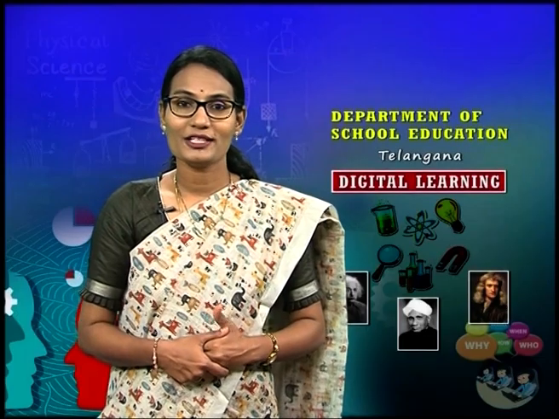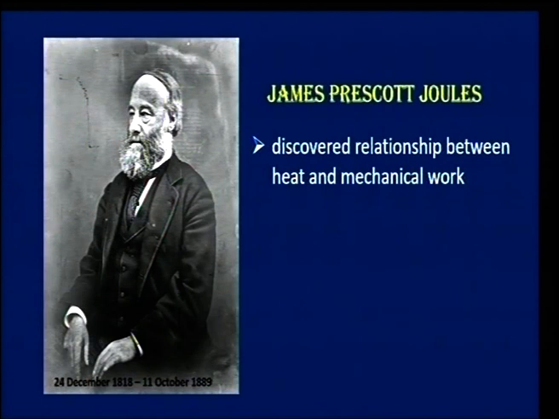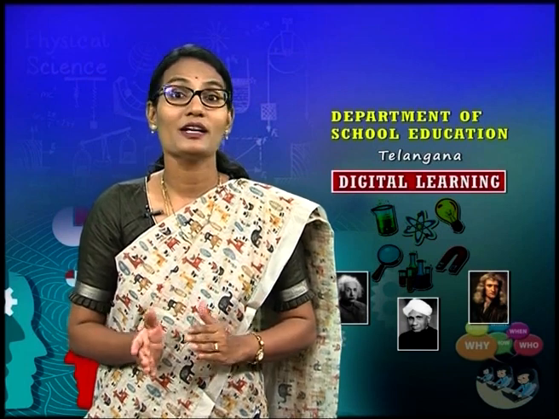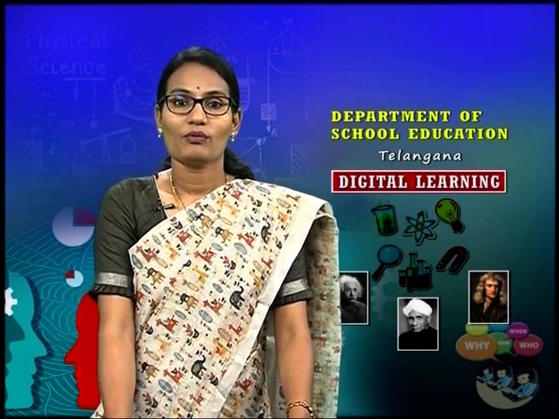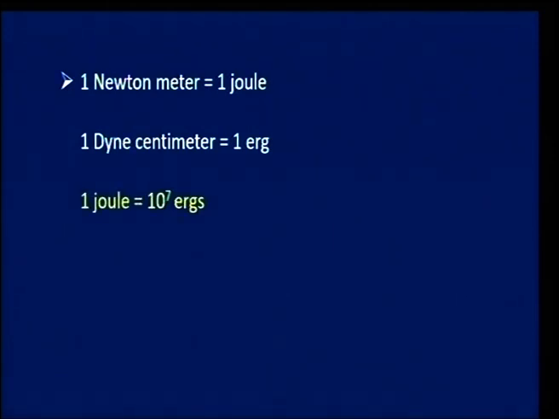So what is this joule? Newton meter is named as joule in honor of James Prescott Joule, who discovered the relationship between heat and mechanical work, children. That's why we use the term joules in place of Newton meter. Here 1 Newton meter equals 1 joule and 1 dyne centimeter equals 1 erg. Then 1 joule equals 10^7 ergs. Children, note down this very important conversion of units from SI to CGS and CGS to SI systems.